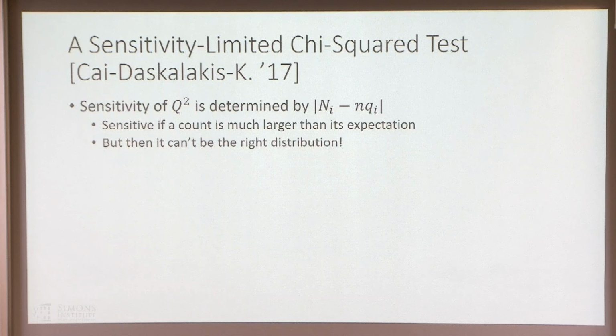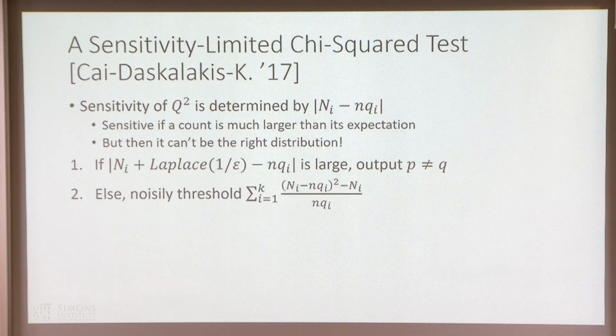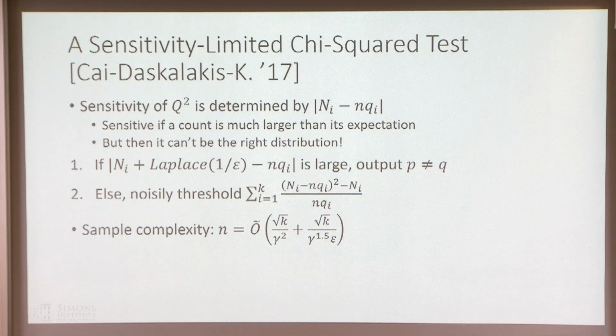So essentially, using this kind of idea, we first privately check if a count is much larger than its expectation. And if it's not, then we can noisily threshold the chi-squared statistic. That'll give you an algorithm with this sample complexity. This is joint with Brian Tsai and my advisor back in the day, Kostas.